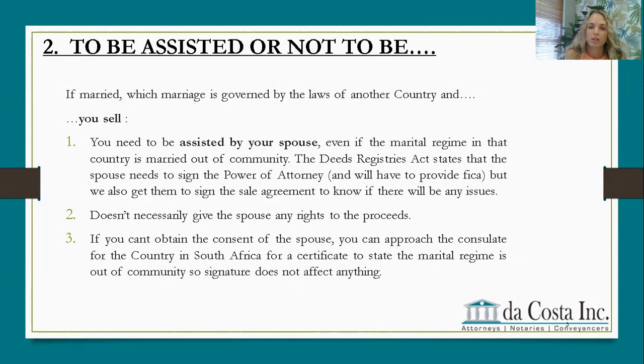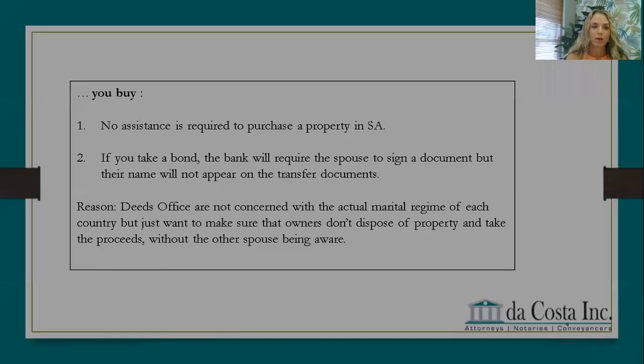Okay, but as I say, the deeds office don't really care about that. They just want to ensure that the spouse knows about the sale. If you can't obtain the consent, then it is possible to go to the consulate for that country and get a certificate to say that the marital regime is out of community of property anyway, so actually assistance shouldn't be necessary, and the deeds office will accept that. So we do have that problem every now and then.